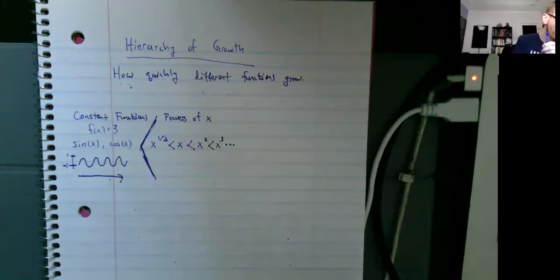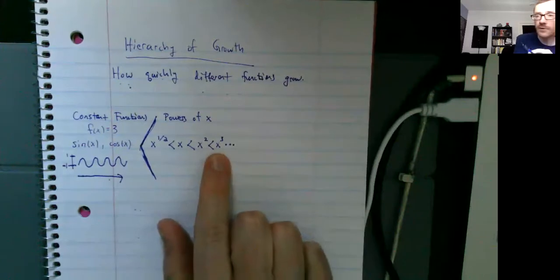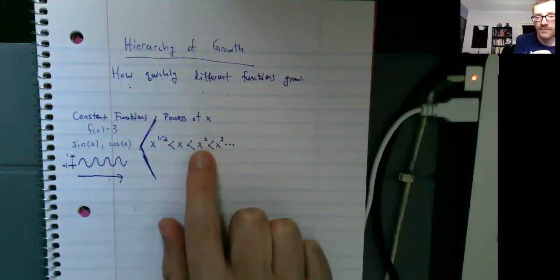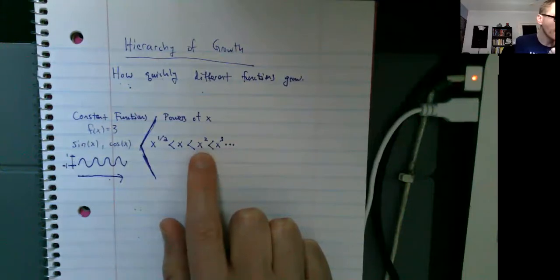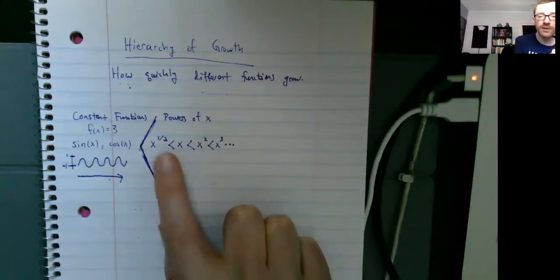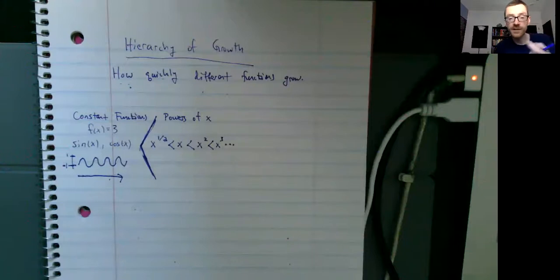First of all, x to the third grows faster than x squared. That's why I'm saying x squared is less than x to the third. I'm saying x squared grows less quickly than x to the third. And x squared grows more quickly than x. And x grows more quickly than x to the 1/2. Okay, so basically within this family, the larger the exponent, the more quickly the function grows.